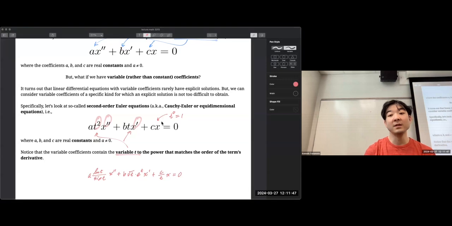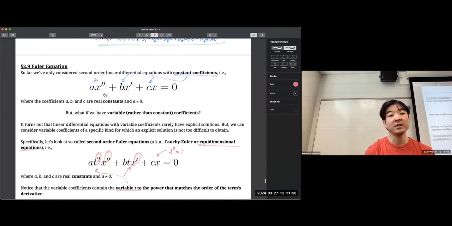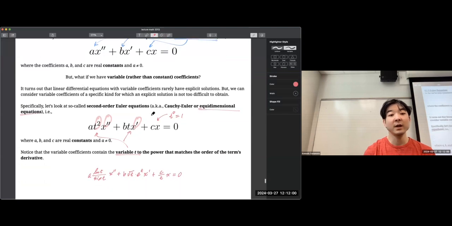This is called an equidimensional differential equation, or people also call it a Cauchy-Euler. I guess the book likes to just condense it and just call it Euler. So this is a second order non-constant coefficient differential equation of the form that falls under this structure. And I'll just underline the power that matches the order of the term's derivative. It's a variable t to the power that matches the order of the term's derivative.